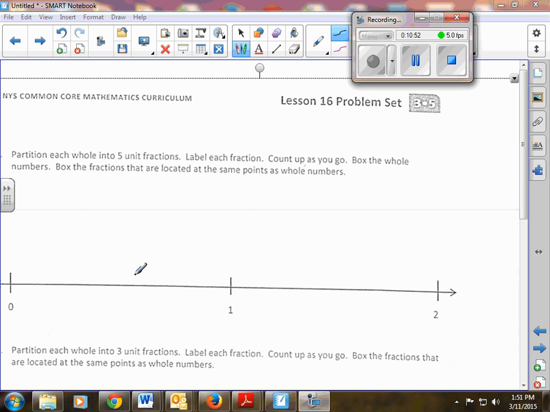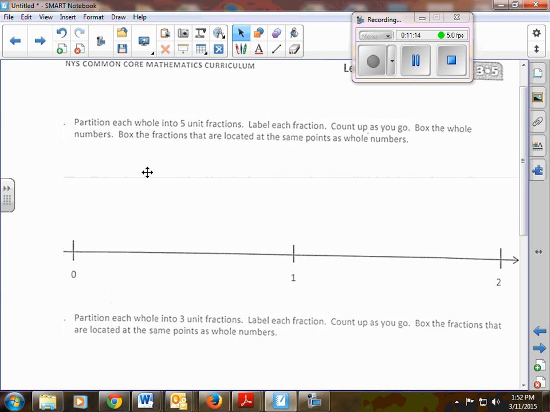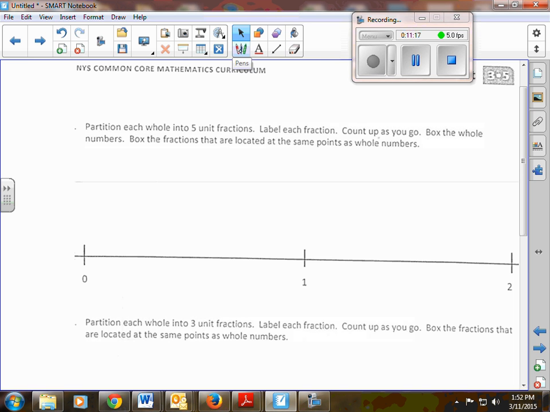Okay, so let's look at the back of the page. You have to partition each whole into 5-unit fractions. Label each fraction, count up as you go, box the whole number, and box the fractions that are located at the same points as the whole number. Let me just move it over a tiny bit so we can work with it. There we go. This number line does start with 0, and they want us to use 5-unit fractions, so they want this to be in fifths, okay?